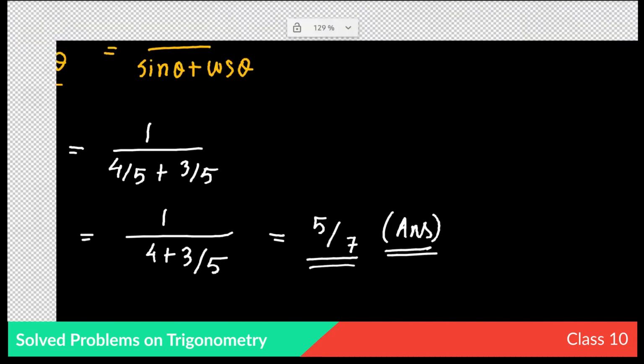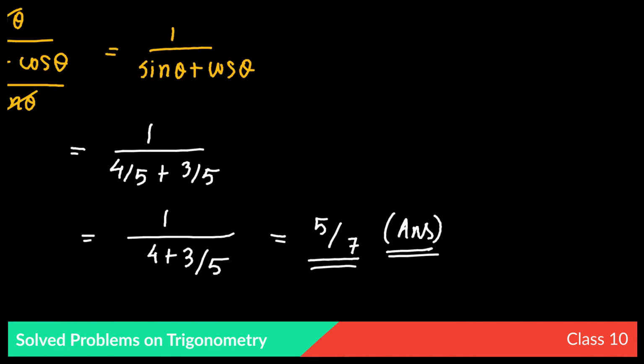Now, next we come to the second question of the exercise. What is said in the second question? It is: if tan theta equals 3 by 4, then show that root over 1 minus sine theta by 1 plus sine theta equals half. So this is also a very simple sum. We have been given that tan theta equals 3 by 4.